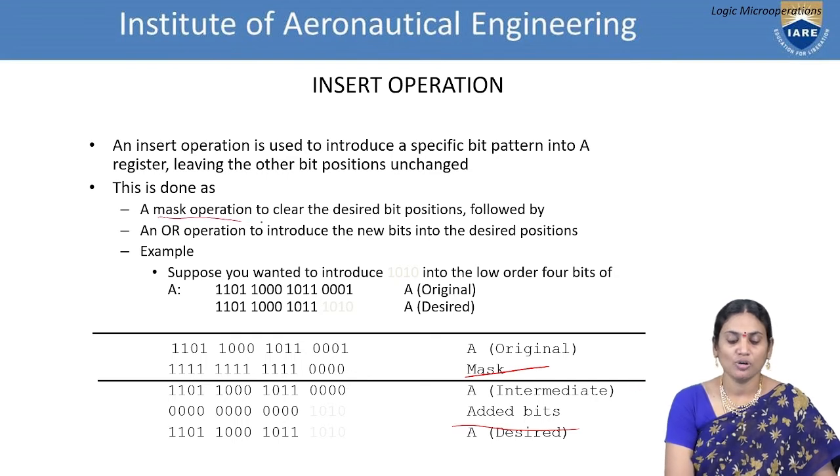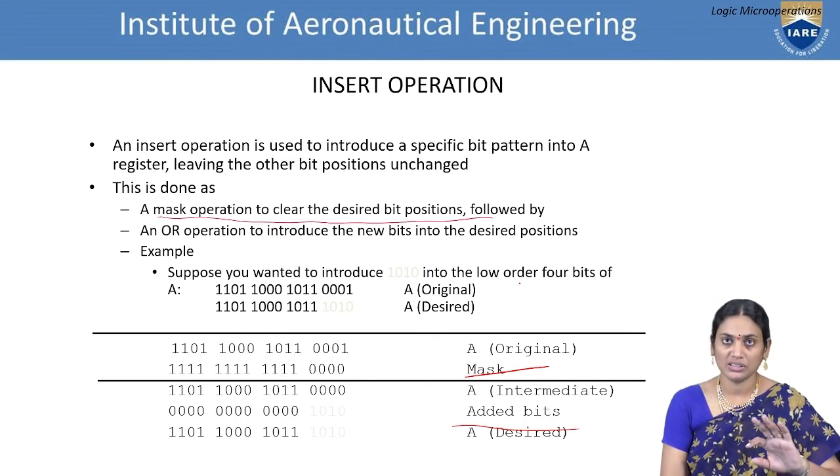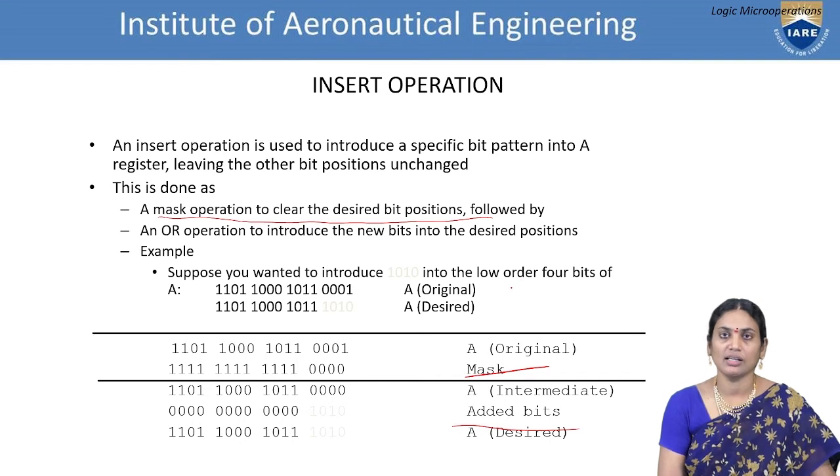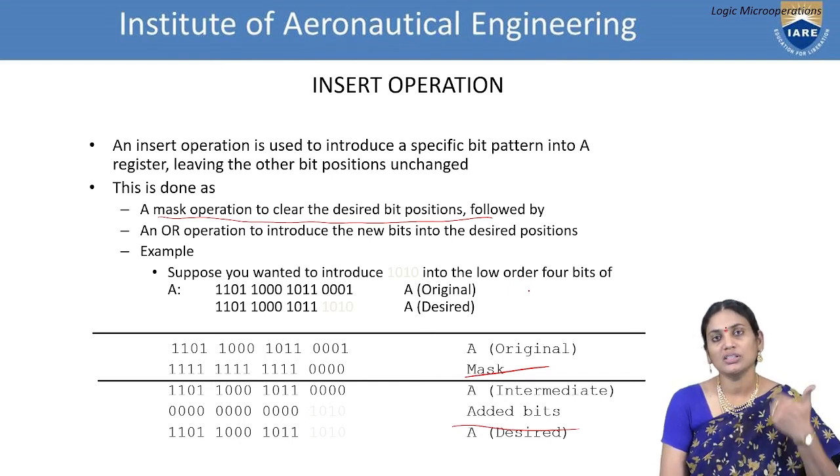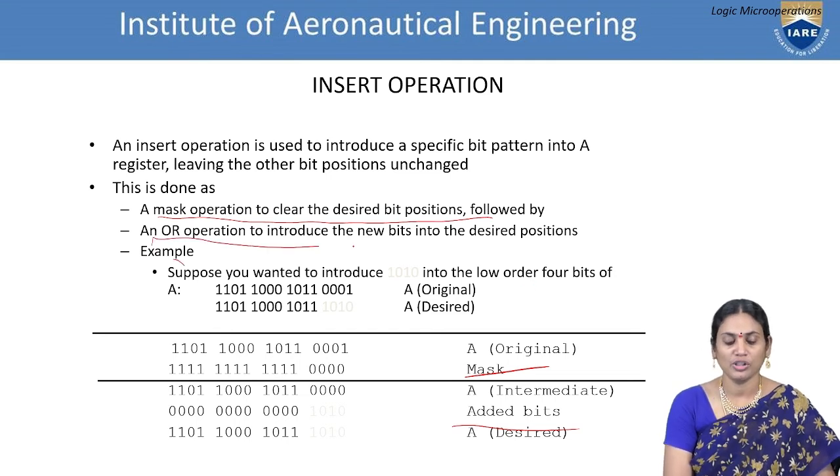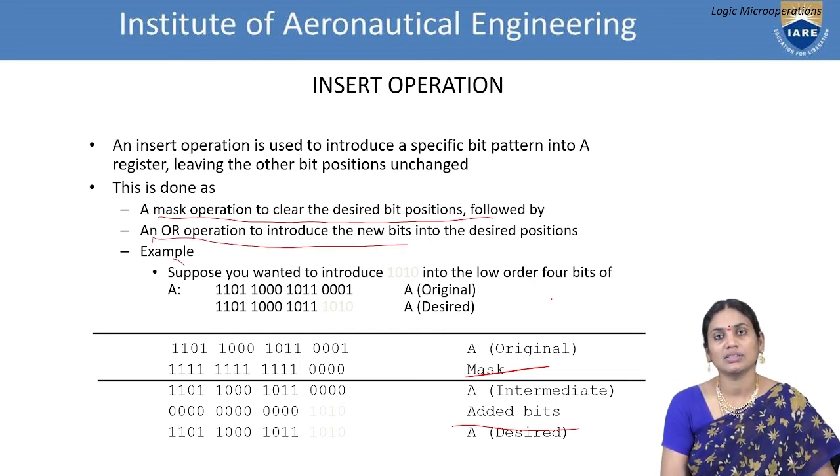The first one is the mask operation to clear the desired bit positions. That means in order to replace it, first clear the content in the register or a portion of a register, and then insert a new value. For this, you perform the OR operation to handle the insertion.